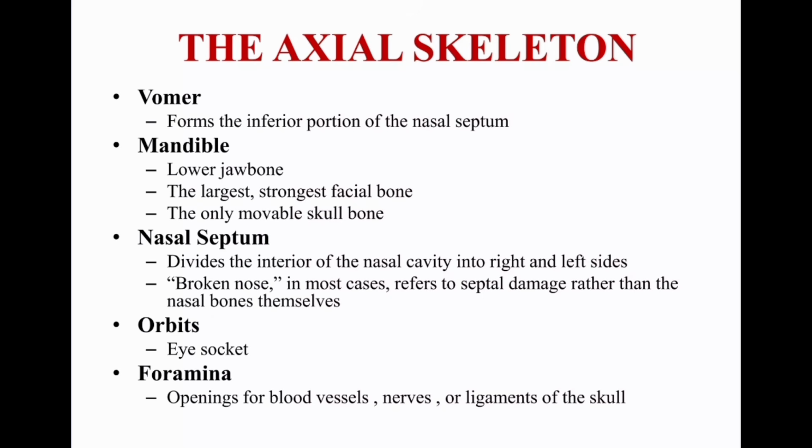The vomer forms the inferior portion of the nasal septum. The mandible is the lower jaw bone. It is the largest and strongest facial bone, and the only movable skull bone. This may be a question asked in the exam. So it is the mandible.